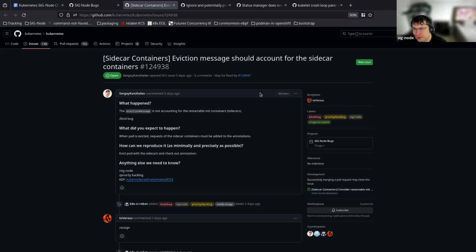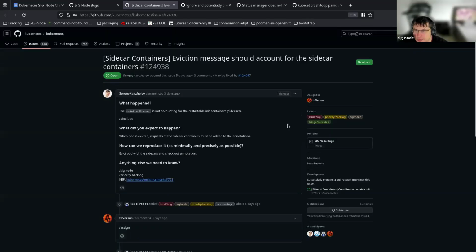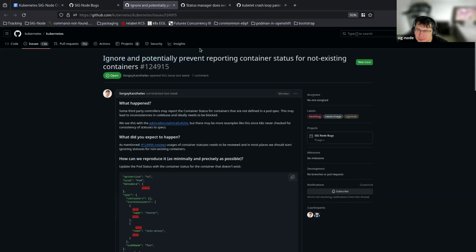And this is specifically about eviction message, and eviction is a general, like when we account for resources for eviction, we don't count sidecars. I think it's not a huge problem, but it's a significant problem for the sidecars KEP. So yeah, it's already triaged, accepted, and Gunjo accepted it. Oh, so because we just didn't get automatically moved. All right, easy enough.